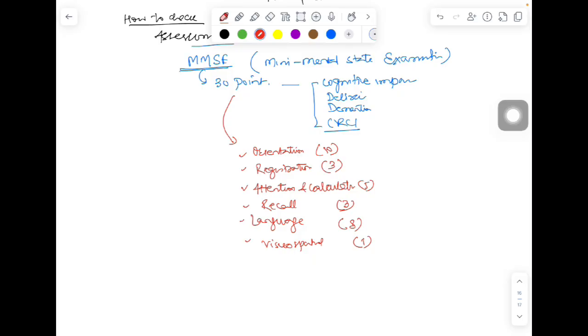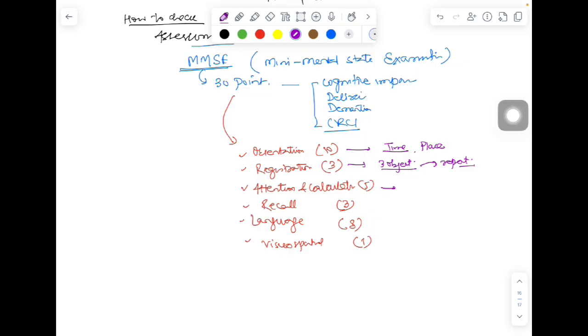Now it is not difficult to do at the bedside. The total is 30 points. We can just ask for orientation to time: which year, which season, day or night, the time, the place. Which country, where you are sitting now, and which city the hospital is in. Then registration, name 3 objects: apple, pen, book. After a few minutes, tell them to repeat the 3 objects, to see whether registration is there or not.